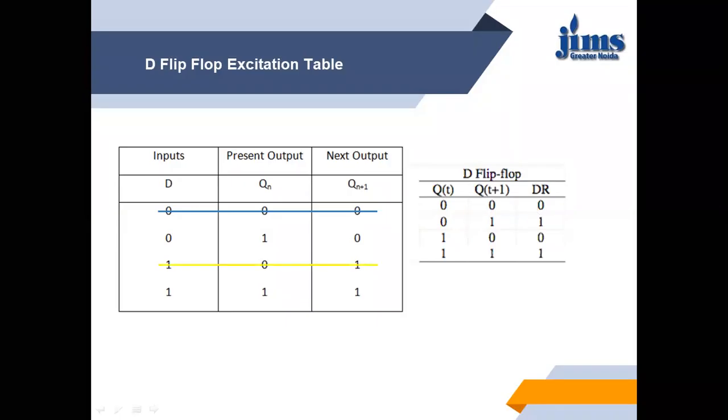Present state 0, next state 1, so the input is 1. So here we have put the input as 1. Present state 1, next state 0, input is 0. Present state 1, next state 1, input is 1. So this is how we have derived the excitation table of the D flip-flop.